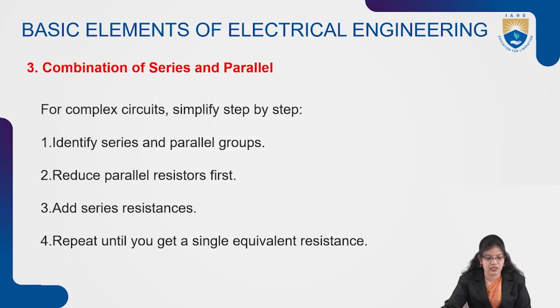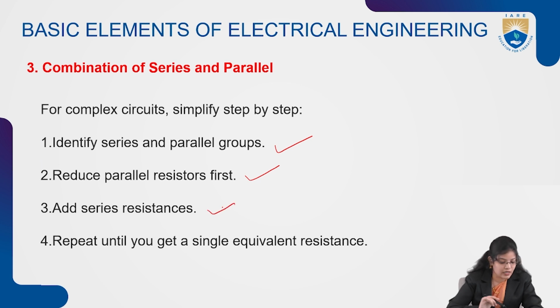And next, moving to the series parallel combination. While calculating the combination of series parallel, we have to remember a few points. First is to identify the series and parallel groups in a circuit, second is to reduce the first parallel group connections, and third is to add the resistances which are in series and repeat until you get a single equivalent resistance.